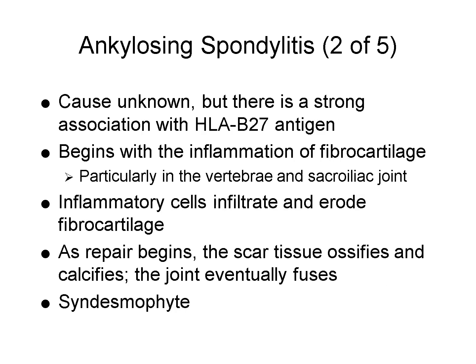While the exact cause is unknown, there is a strong link to the HLA-B27 antigen. The disease starts with inflammation of fibrocartilage, especially in the vertebrae and sacroiliac joints. Over time, scar tissue forms, ossifies, and fuses the joints. This can severely limit spinal flexibility and cause deformity.